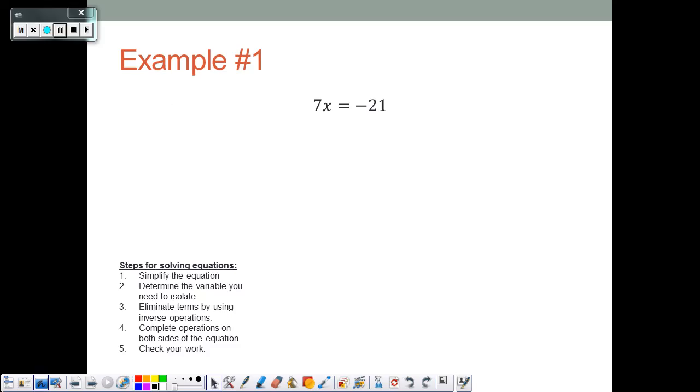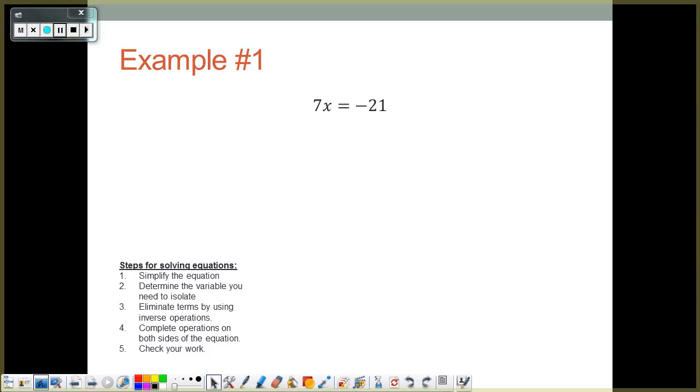So my first step, can't simplify anything. It's already as simple as it gets. I need to isolate my x, which means I need to eliminate the 7. While I look at 7 and x, there's no sign between them. And I always remember no sign means multiply, so the opposite, the inverse of multiply, is divide. So I divide both sides by 7.